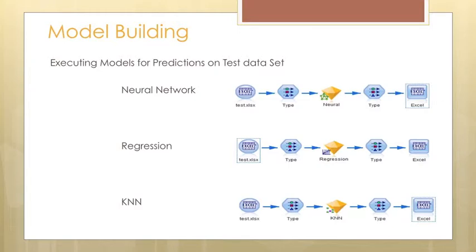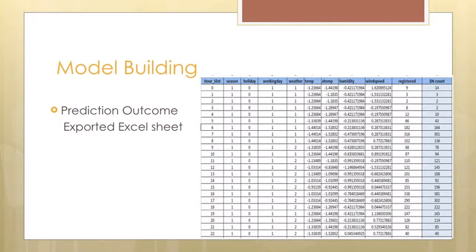We have used these models and the test data set which has been provided to us to predict the values. These three models indicate how we have used them to predict the values. The output, which is the count, has been exported into an Excel sheet. This particular chart is showing the output of the prediction. The rightmost column, which is the count, indicates the number of bikes for that particular hour slot.